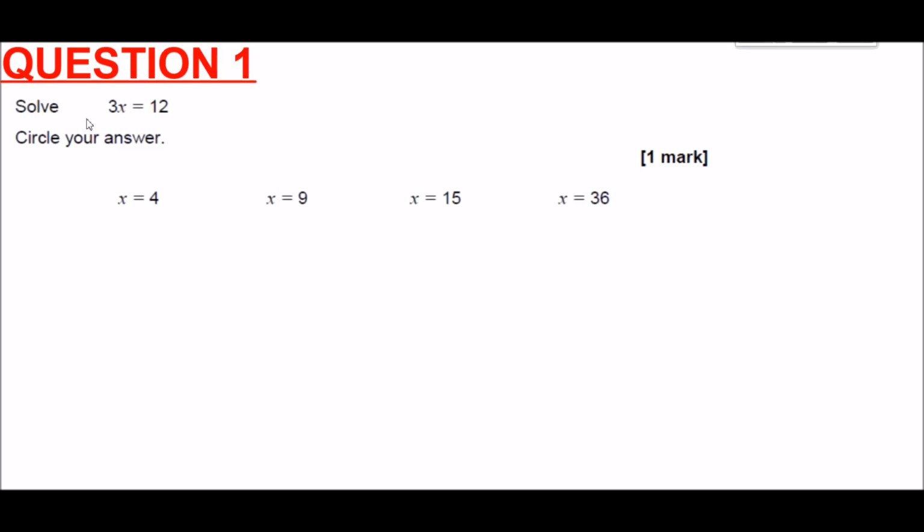Question 1. Solve 3x equals 12. Circle your answer. Well, this one you need to be finding pretty straightforward really. That one is x equals 4. 3x just means 3 multiplied by x. So 3 multiplied by what number would give us 12? Out of all these, it's got to be 3 times 4. So if x is 4, 3 times 4 equals 12, which makes the equation work.